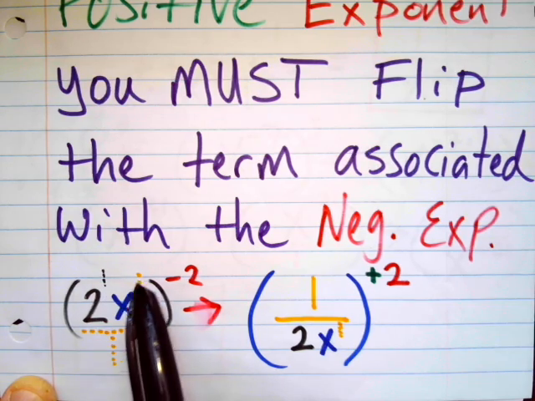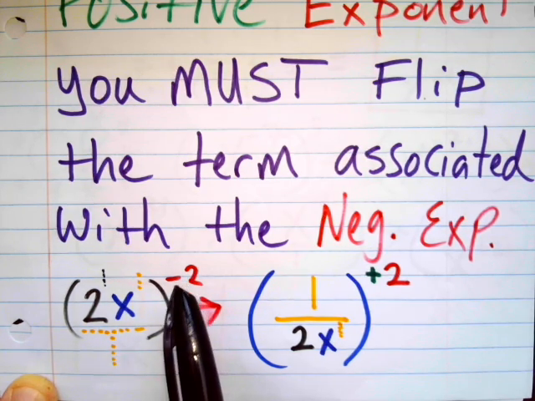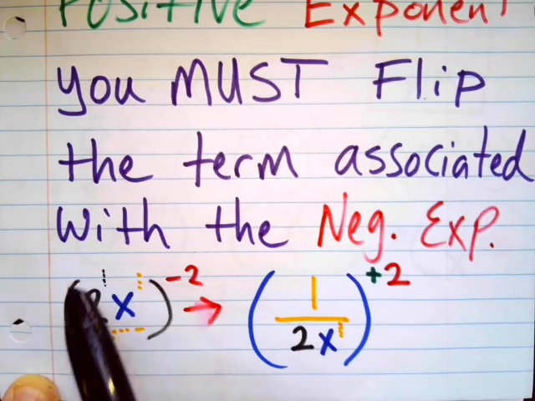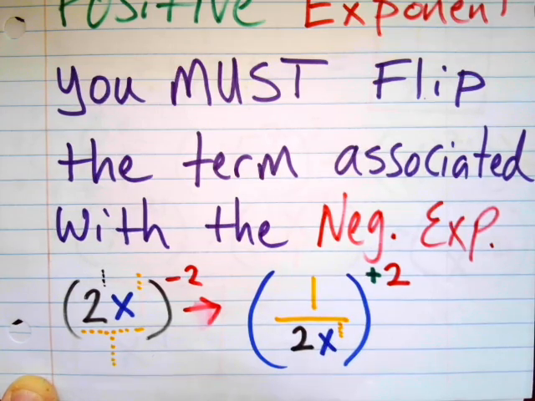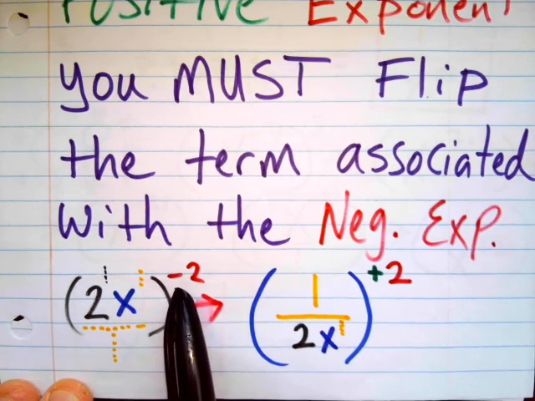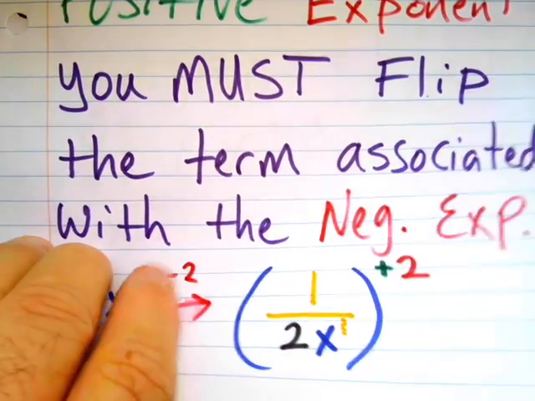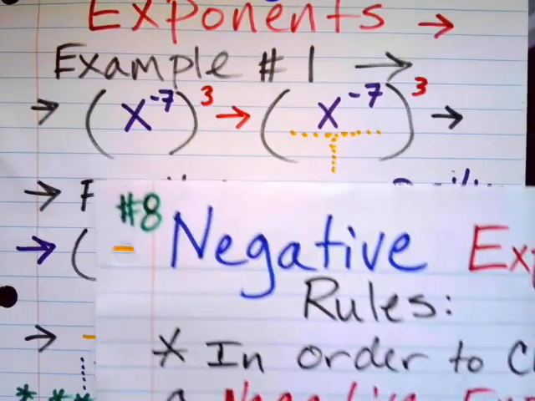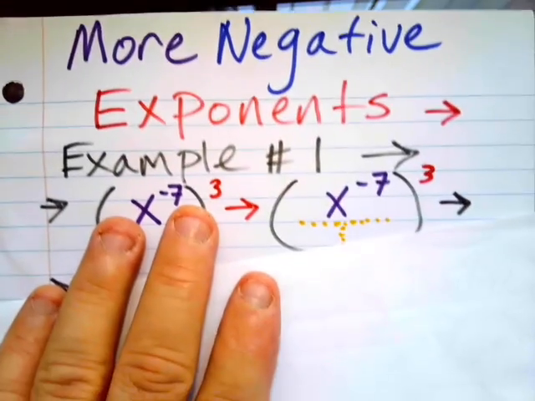So you can write a solid 1 there, a solid 1 there, and you can put this 2x over a solid 1 in the denominator's place. So in order to change that negative 2 and make it positive, I flip the term. 2x goes to the bottom, 1 goes to the top. That's what you see here. All I'm doing at this point is just showing you how to change a negative exponential power into a positive power of a power.